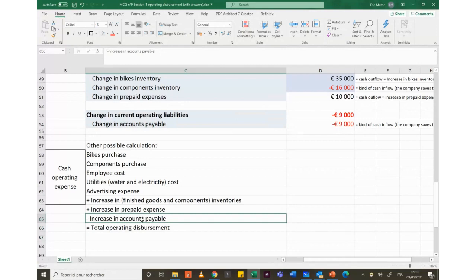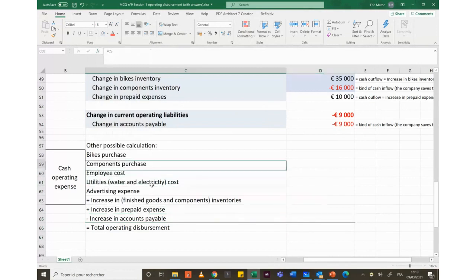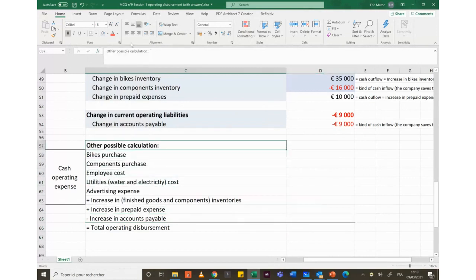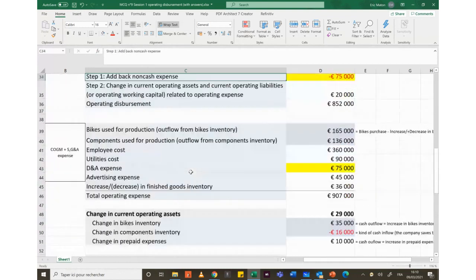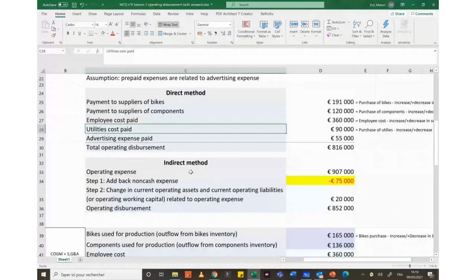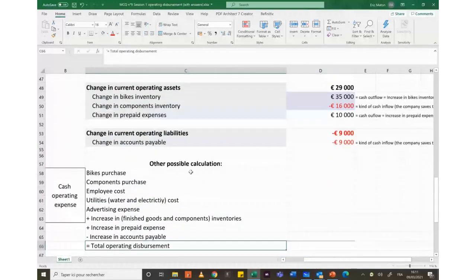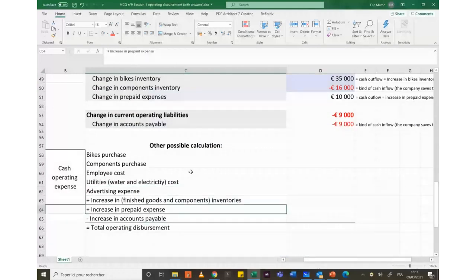So 3 ways to calculate. You start from the P&L, but you need to eliminate many things. Or you have the direct method. You directly take what you pay, the cash outflows. And the last version, you calculate only with the cash operating expense, so you eliminate already the D&A, and you need the rest because of the credit terms. You pay in advance, you pay later. So here it's because of the credit terms effect.